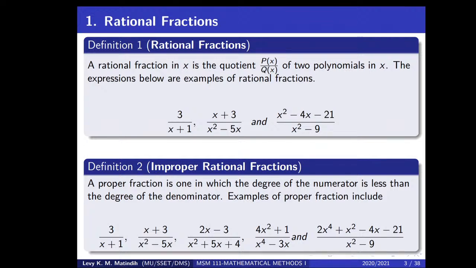Now, the expressions displayed below are examples of rational fractions. Rational fractions come from rational functions. These three are not the only rational fractions that we know. There are a lot of them, a billion of them that you can't manage to count. Why are they called rational fractions? Because they are in rational form and they're in fraction form. As such, we call them rational fractions.